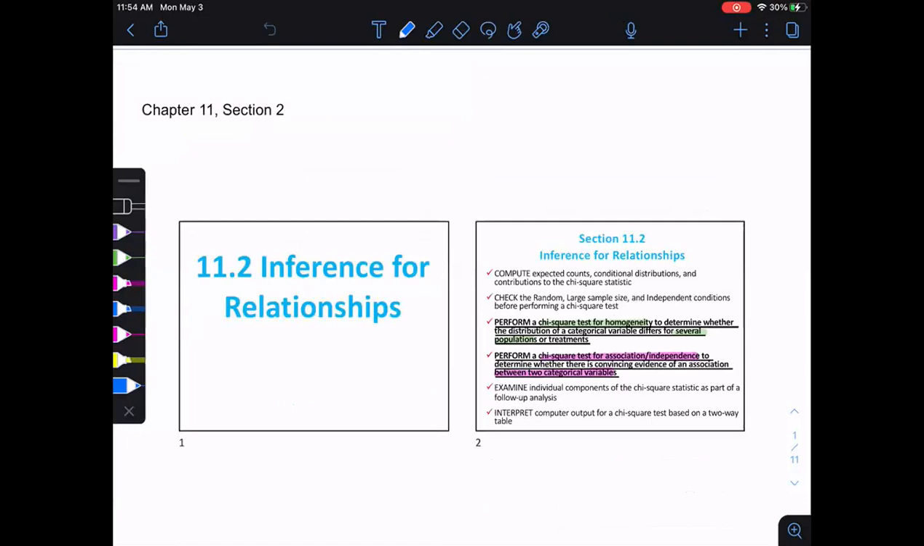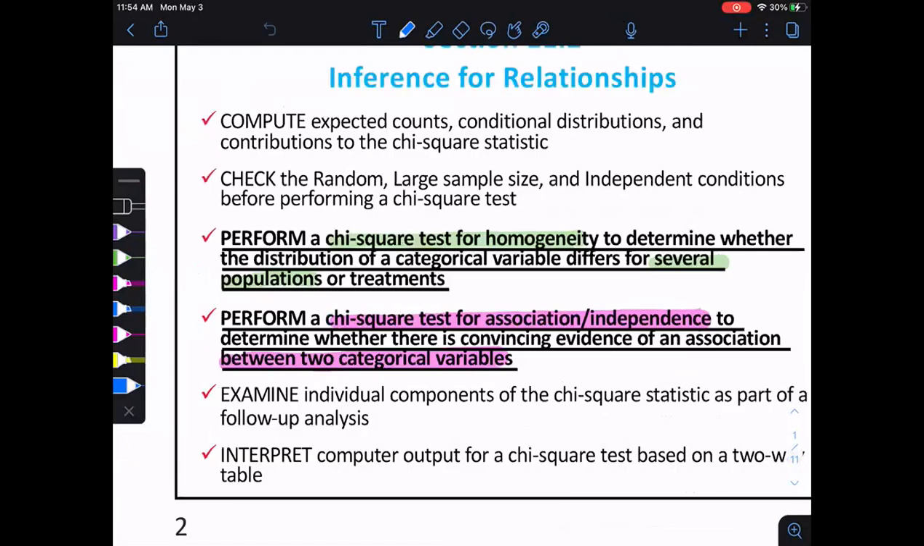So 11.2. I have some stuff highlighted, and in your notes it's already pre-underlined. Homogeneity, what I want you to see on this third check mark, is one categorical variable amongst different or multiple populations. So homogeneity means multiple sample groups.